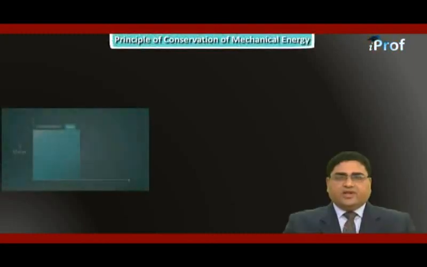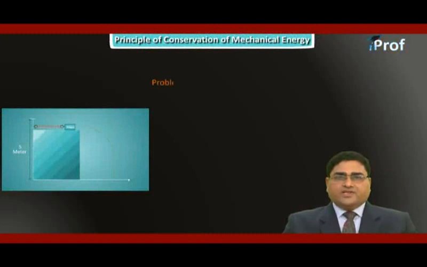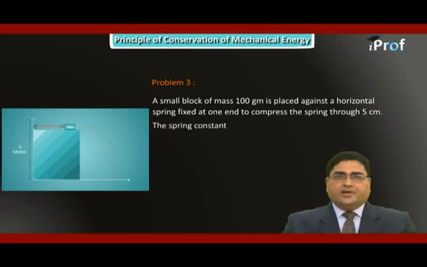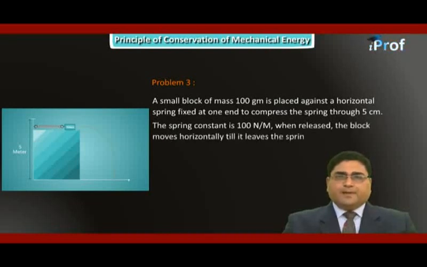Let us see one more illustration on principle of conservation of energy. A small block of mass 100 gram is pressed against a horizontal spring fixed at one end to compress the spring through 5 cm. The spring constant is 100 Newton per meter. When released, the block moves horizontally till it leaves the spring. Where will it hit the ground? 2 meters below the spring.